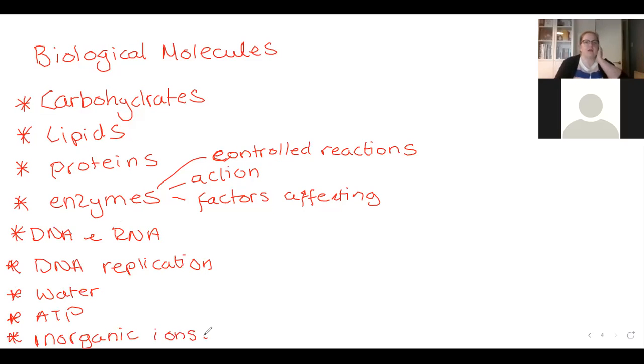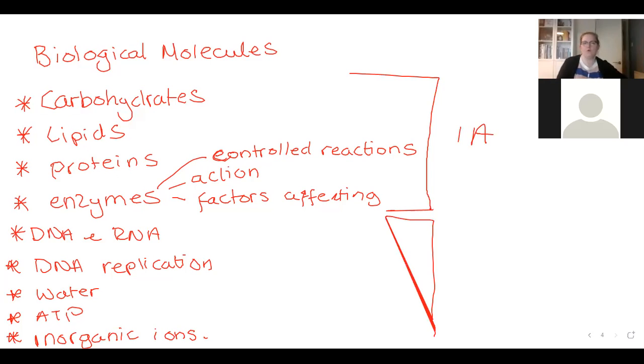So that is absolutely everything that should be covered in topic 1, 1A and 1B. 1A is biological molecules, which goes to enzymes. I don't know why they split them into 1A and 1B. So that's 1A, biological molecules, and then 1B is more biological molecules. Don't really know why they split them like that.